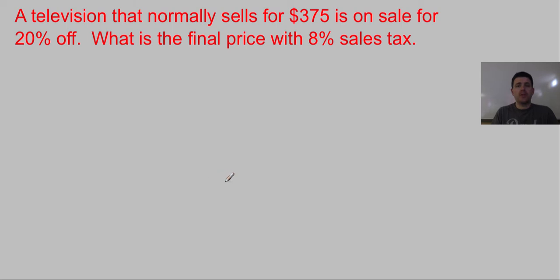Last problem. It says a television that normally sells for $375 is on sale for 20% off. What is the final price with 8% sales tax? So we need to do this one in 2 parts, because sales tax is totaled off of your final price. So first we need to figure out what is the final price. It's $375, but it's 20% off. So let's find out that 20%.